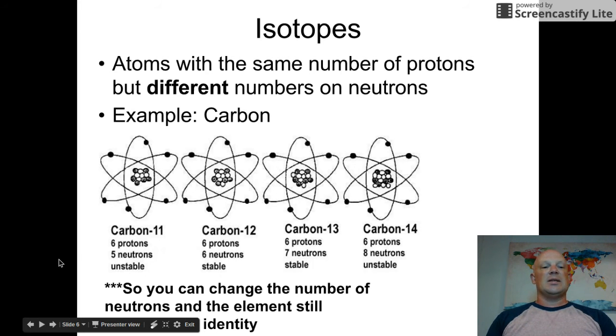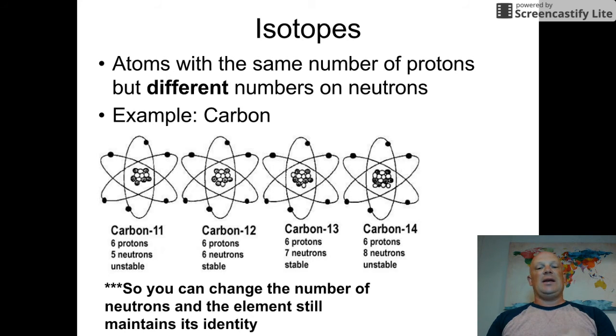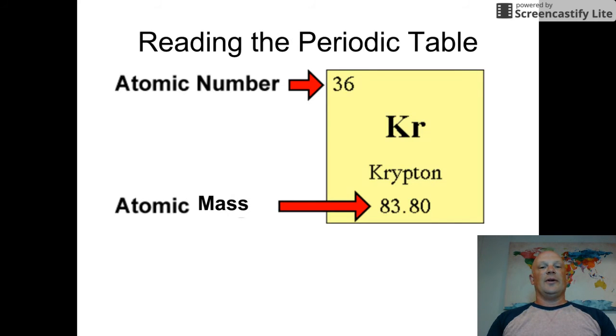Now, some of those isotopes are stable and some are unstable, or they're breaking down. So you see 11 and 14 are both unstable. 12 and 13 are stable. They stick together fairly well. But they're all the same element. They're all the same type of atom. They're just atoms with different neutrons. So you can change the number of neutrons and the element still keeps the same identity. But if you change the number of protons, it would become something completely different.